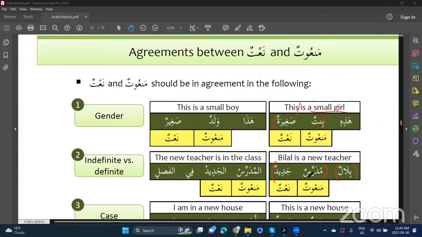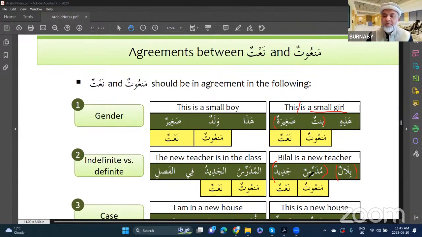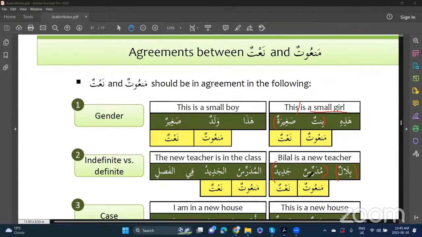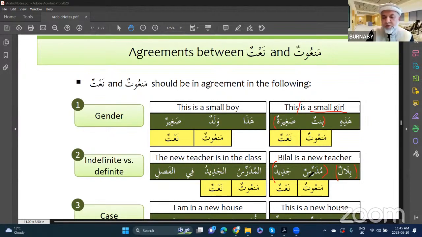No. Now it's nakira because everything has al behind it. No. Brother Faiz, you got confused. Marifa is where you have the al and nakira is where there is no al. Oh, the other way around, sorry. So look at the translation also. Over here, it says Bilal is a new teacher. Over here, the new teacher, you see?